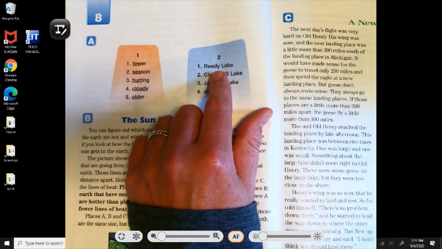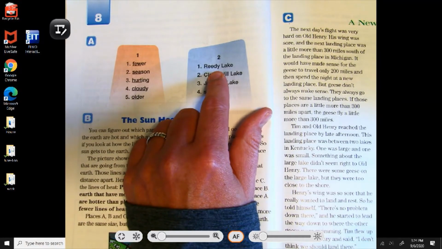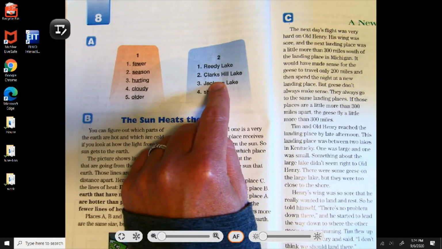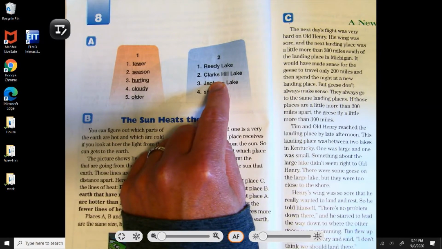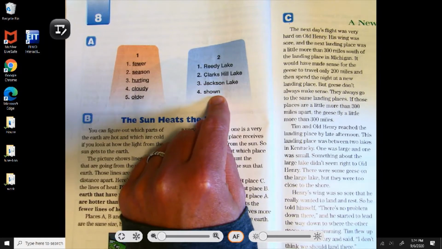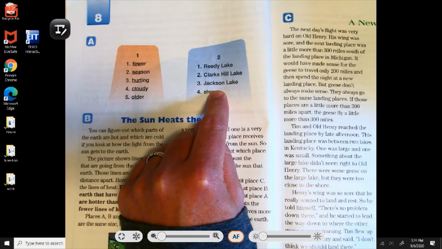So number 1, that place is Reedy Lake. What place? Good. Place number 2 is Clark's Hill Lake. What place? Excellent. Word 3 is Jackson Lake. What place?